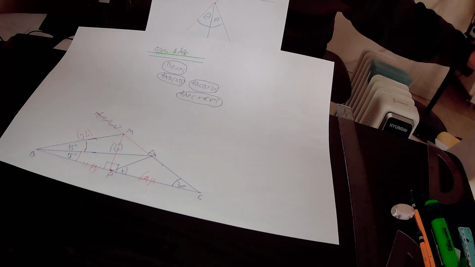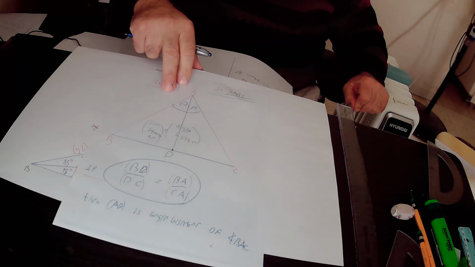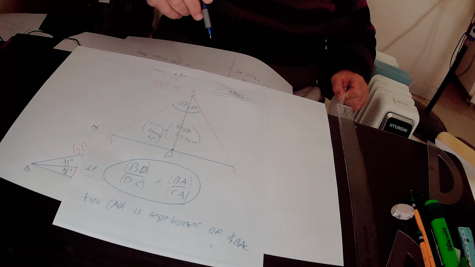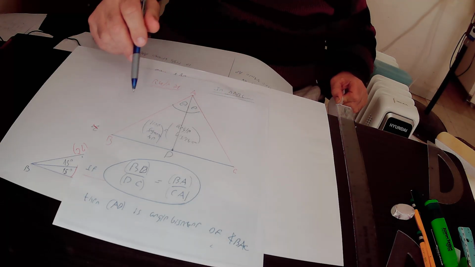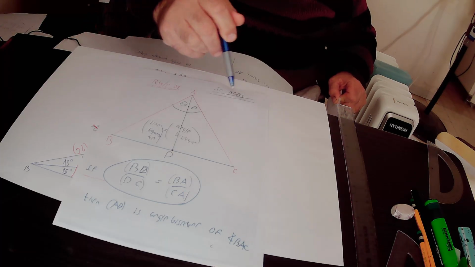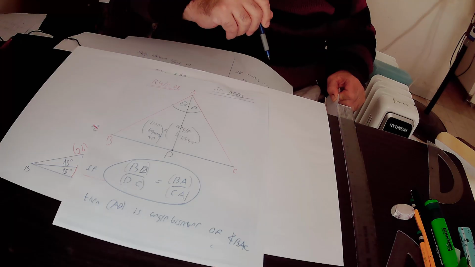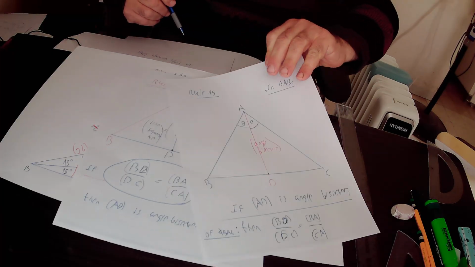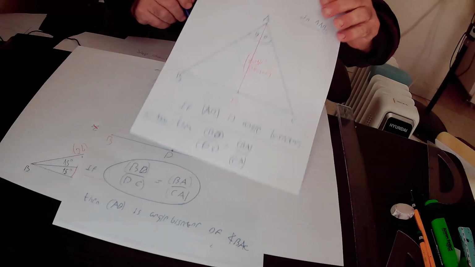According to rule 21, if we know that line segment AD divides the sides of this triangle ABC proportionally, that is to say, we know that BD over DC equals AB over AC, then line segment AD is the angle bisector of this triangle ABC. So, therefore, rule 21 is the converse rule of rule 19.